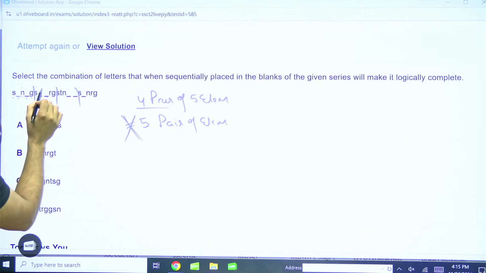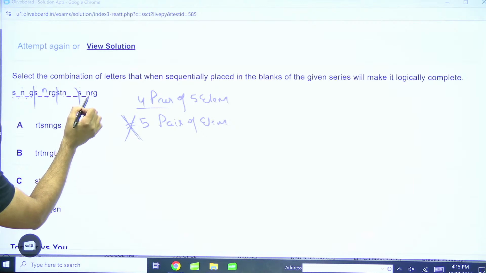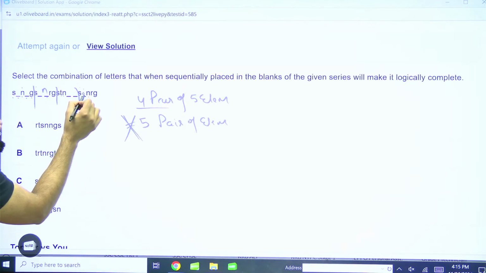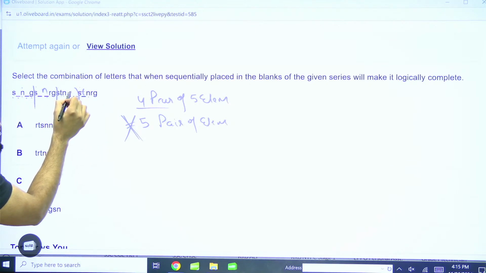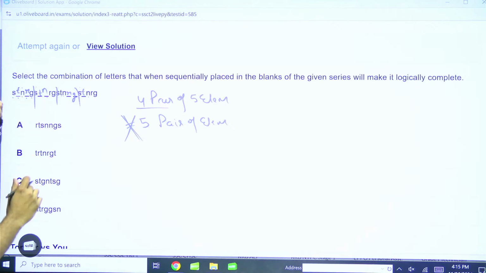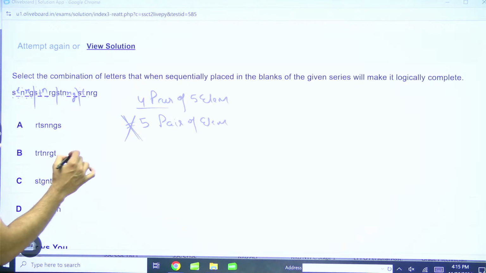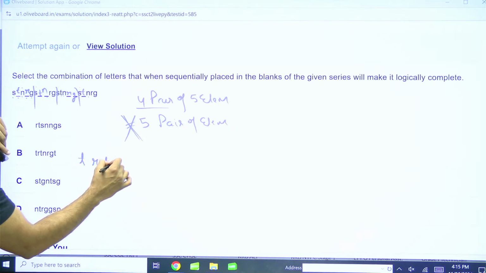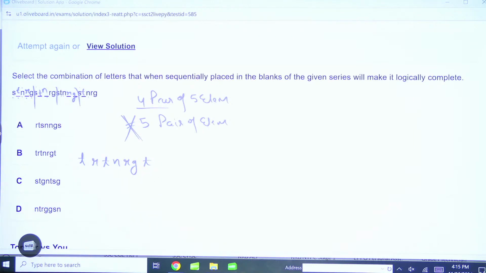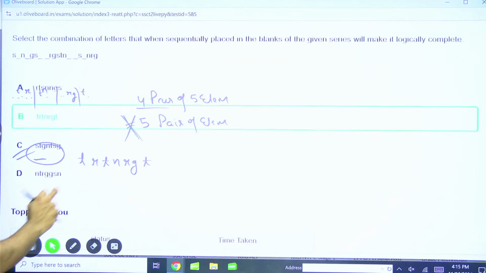Third is N, so let's mark N. Then second is T. The series being formed is STNRG. The right answer should be T R T N R G T. That is option number B. Let's mark this. B is the right answer.